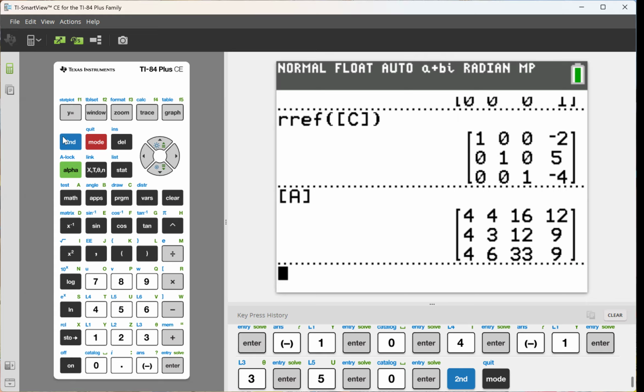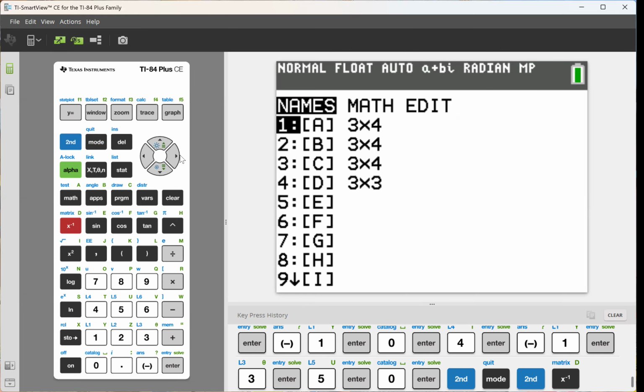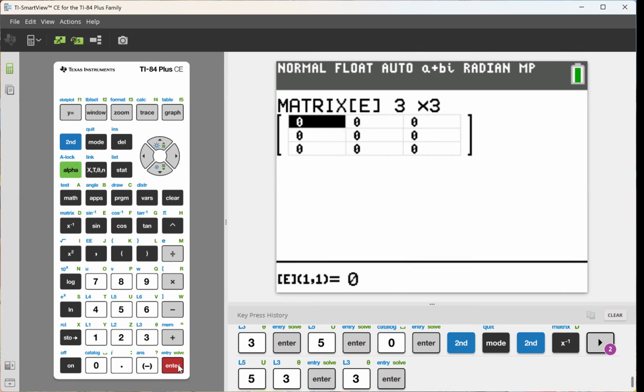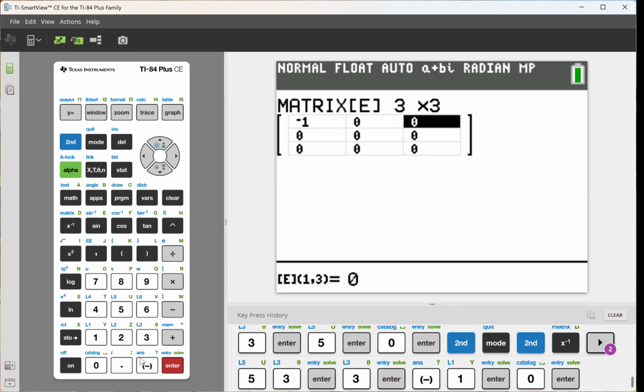So I exited out of the matrix menu. I'm going to go back in. I'm going to go over and edit number 5. It's going to be a 3x3. And now I'm going to replace that first column in D with the constants. So my first constant was -1. And then we're going to put in the other two columns, 0, -1.